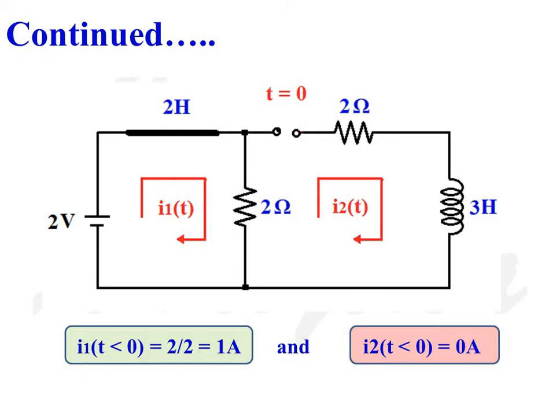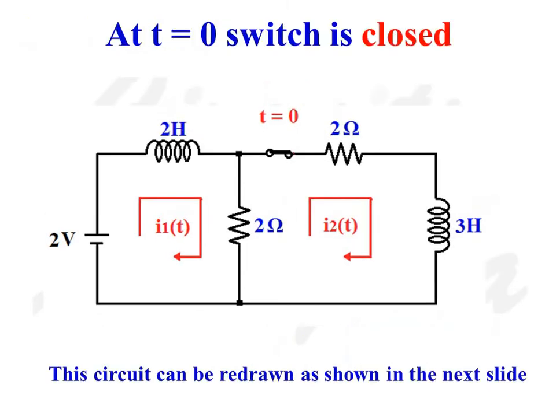So I1 of t for all values of t less than 0 is equal to 2 volt divided by 2 ohms, that is equal to 1 ampere. And I2 of t is equal to 0 ampere. At t is equal to 0, the switch is closed. So the given circuit can be redrawn as shown.